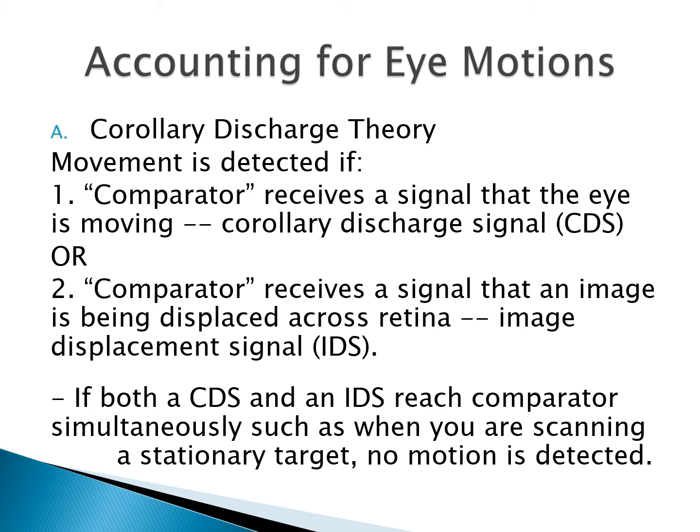Movement is detected. However, if both a corollary discharge signal and an image displacement signal reach the comparator simultaneously, as when we are scanning a scene, so I'm moving my eyes, the corollary discharge signal, but that also means image displacement, so there's an image displacement signal, then we perceive that as a stationary target. No motion is detected. And I am going to walk through this with some pictures, even though this really spells everything out clearly, because I feel like pictures help to make it make sense.